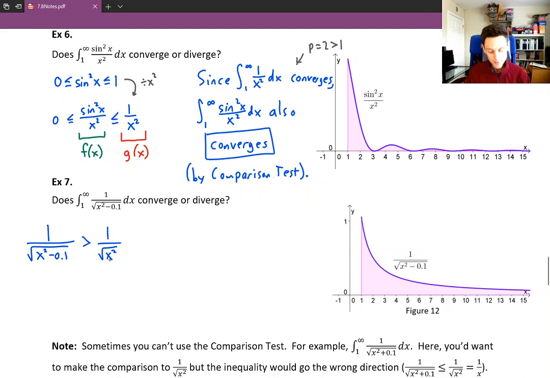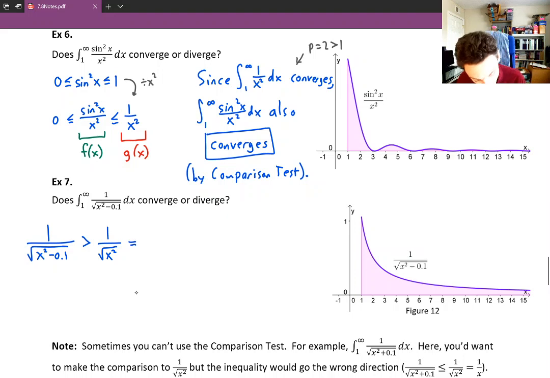The bigger the bottom of the fraction is, like the square root of x squared is going to be bigger than the square root of x squared minus 0.1. So the bigger the bottom of the fraction is, the smaller that overall fraction is. So we can write that the original one, 1 over the square root of x squared minus 1, is bigger than the 1 over the square root of x squared.